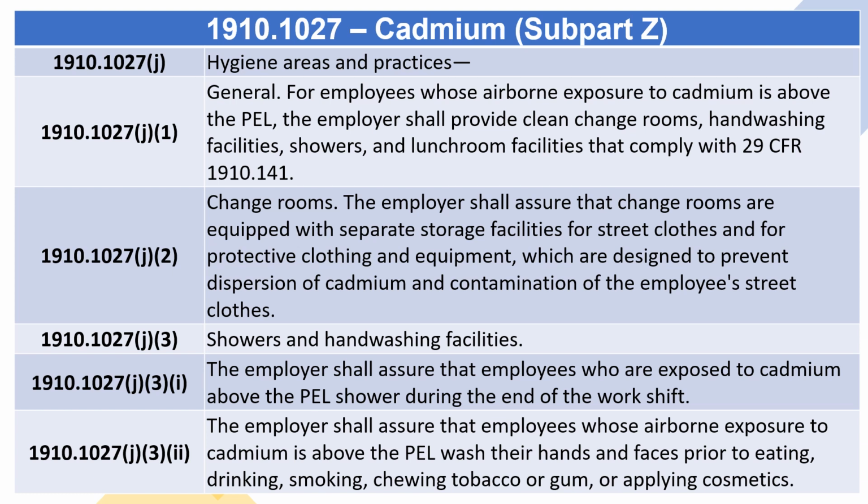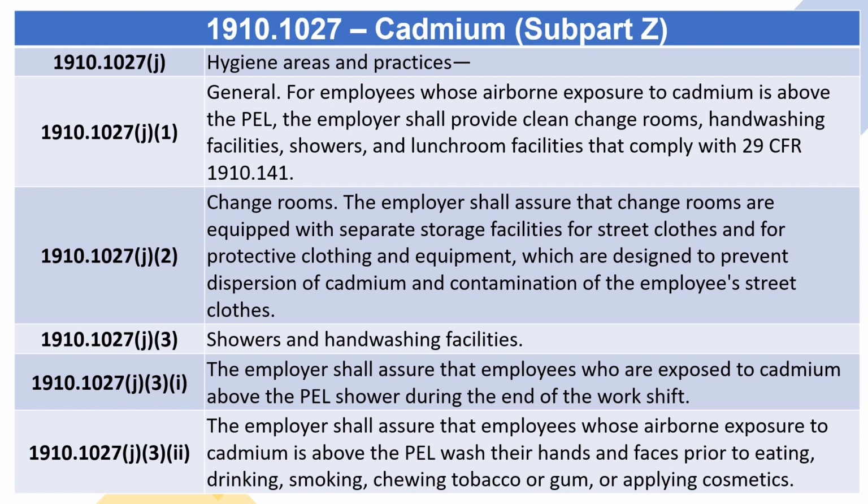1910.1027(j)(2) Change rooms. The employer shall assure that change rooms are equipped with separate storage facilities for street clothes and for protective clothing and equipment, which are designed to prevent dispersion of cadmium and contamination of the employee's street clothes.